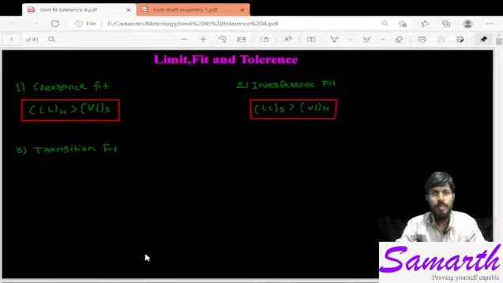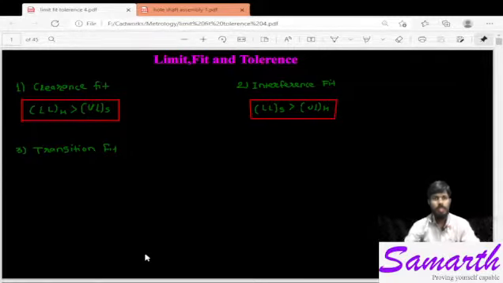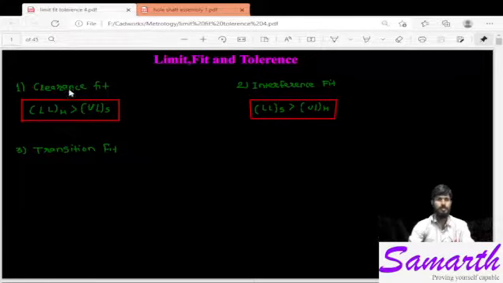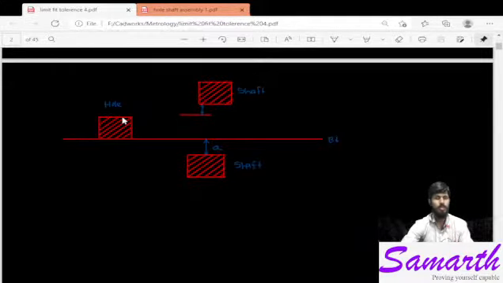Welcome friends. In today's lecture of metrology, we are going to discuss limit, fits and tolerance. Let us start with the fits, clearance fit. If the lower limit of hole is greater than the upper limit of shaft, in that case we can say that there is a clearance fit. In the coming slide you can easily see what is the upper limit of hole and lower limit of shaft.